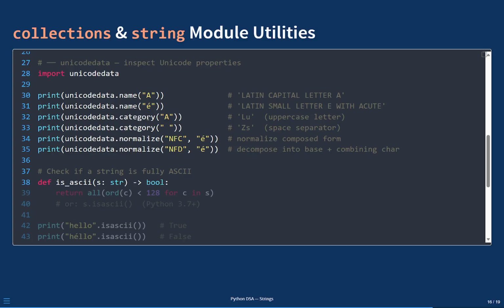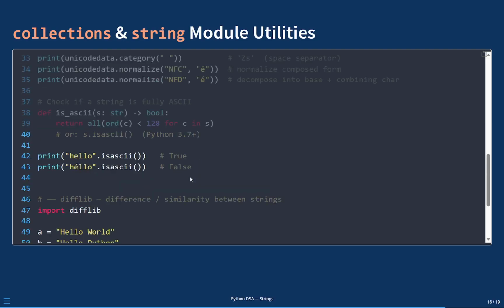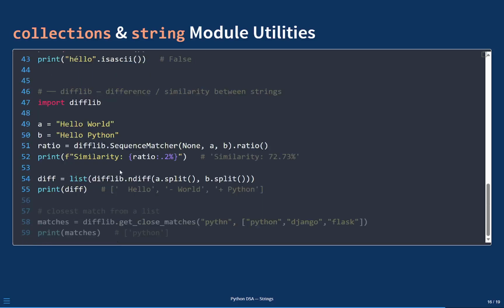Normalization with NFC and NFD is critical when comparing strings that might represent the same character in different ways. For example, the letter é can be stored as a single composed code point or as the base e plus a combining accent mark. Without normalization, those two representations compare as unequal even though they look identical. str.isascii, added in Python 3.7, lets you fast-path ASCII-only strings before doing heavier Unicode processing.